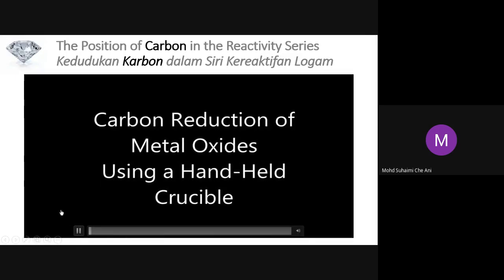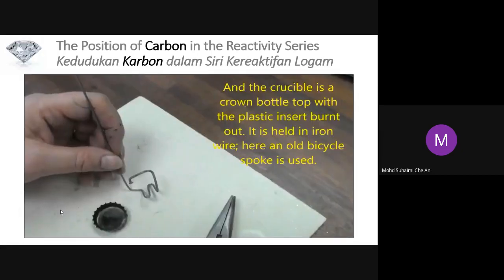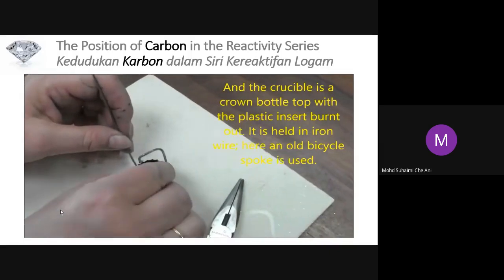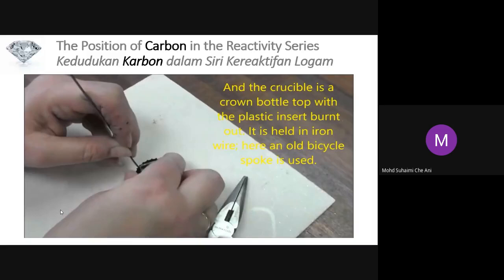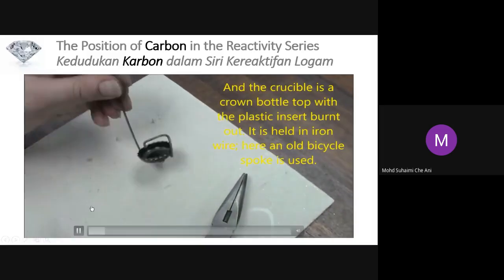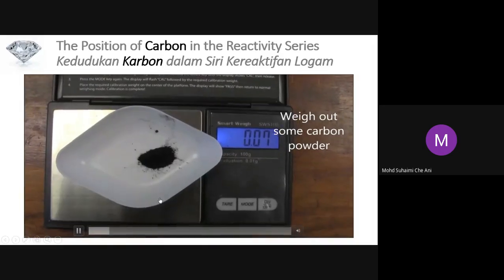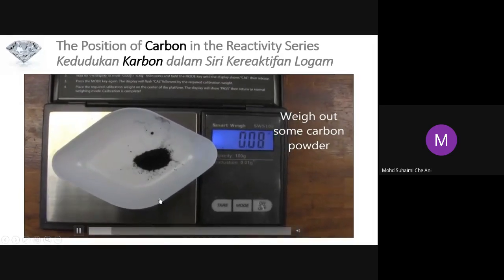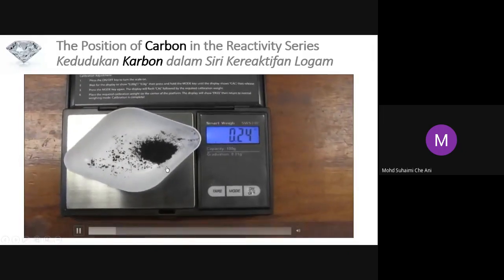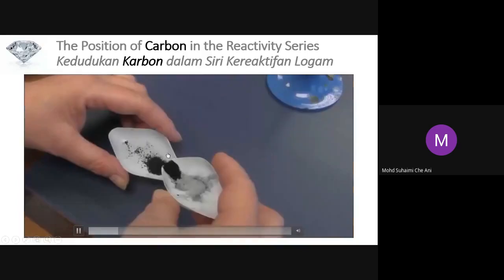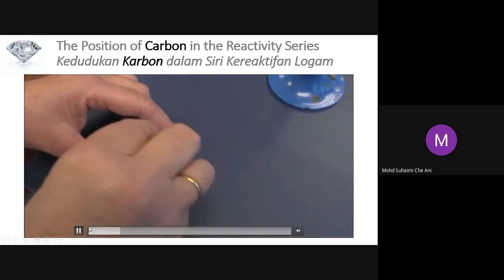When you mix the metal oxide with carbon. So in this experiment, they don't have the crucible and they just use the cap of the bottle, the stopper, to replace the crucible. Then you wet some carbon powder. Then you take also, so in this experiment, they use copper oxide. They mix carbon and the copper oxide.